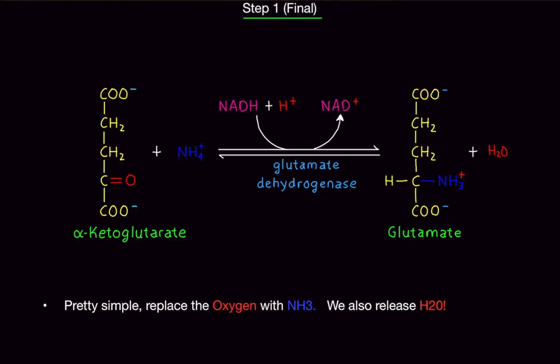And that's it. I don't know what else to say here. We literally just replaced the oxygen here with ammonia. That's it. And this is, say, carbon 1, 2, 3, 4, 5. Okay, carbon 4. There we go. Done. Pretty easy, right? I'm not even joking.